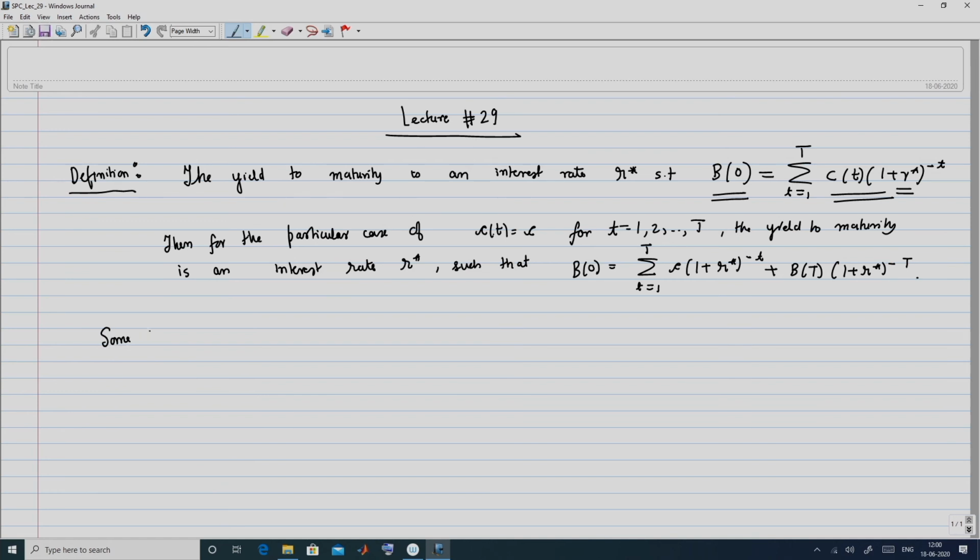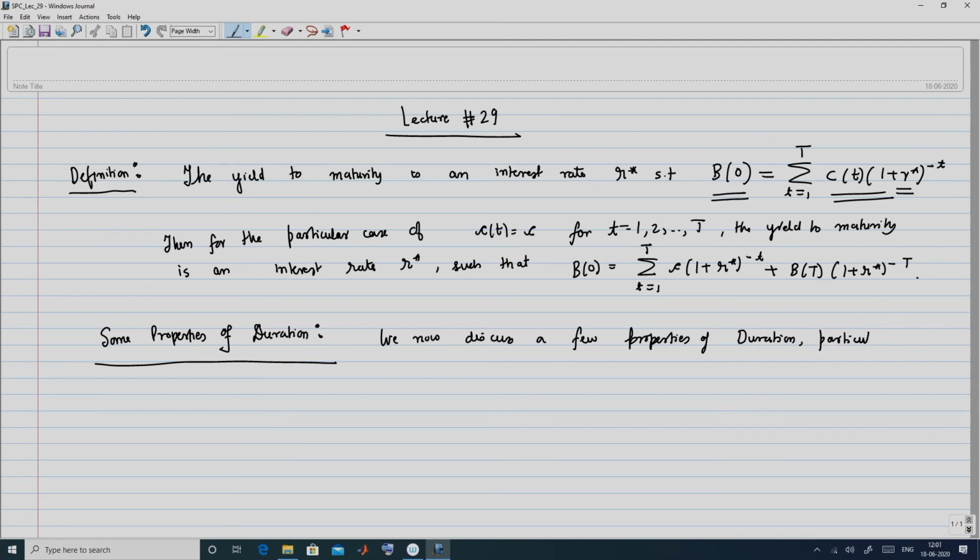We next talk about some properties of duration. So, we now discuss a few properties of duration, particularly the duration as a function of three things, namely the coupon rate, the yield to maturity and the maturity itself.